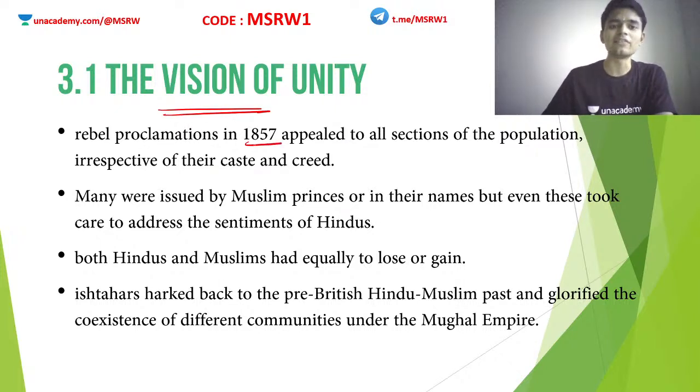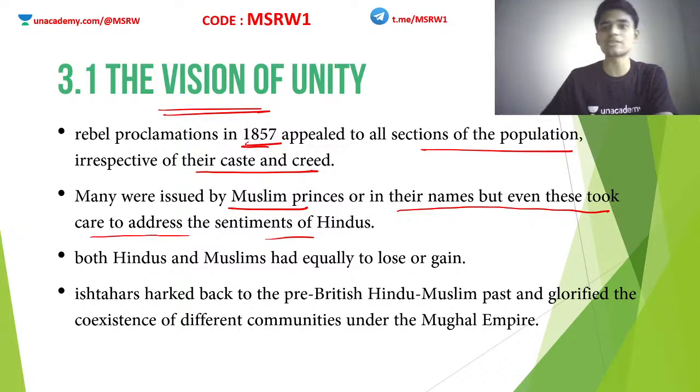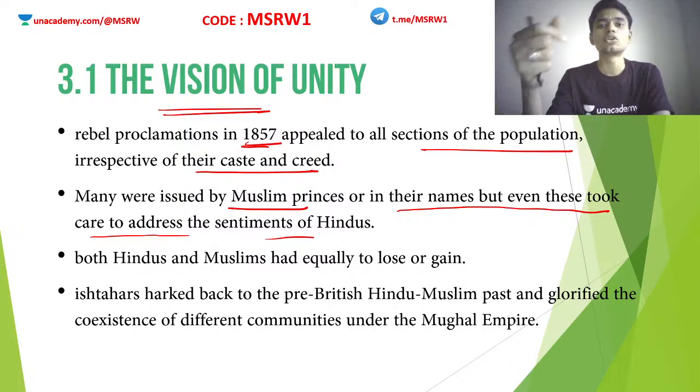The vision of unity. The rebel proclamations in 1857 appealed to all sections of the population, irrespective of caste and creed, irrespective of Hinduism or Islam or any other religion. They appealed to everyone. The leaders appealed to everyone. Many were issued by Muslim princes or in their names, but even these took care of the sentiments of Hindus. So even if the proclamation is made by a Muslim ruler or by somebody in correspondence with a Muslim leader, these proclamations still gave value to the sentiments of Hindus. Vice versa also. Those proclamations made by Hindus were respecting the sentiments of Islam as well.